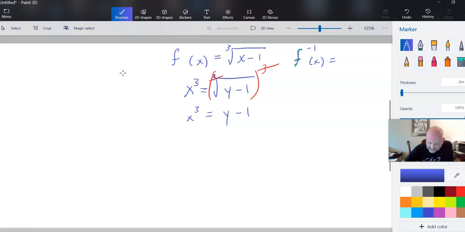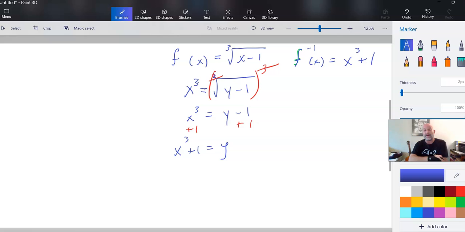Right, we cubed both sides here. So the cube of x is equal to y minus 1, and that just leaves me to add 1 to both sides. And I end up with x cubed plus 1 is equal to y. So that means I get x cubed plus 1.